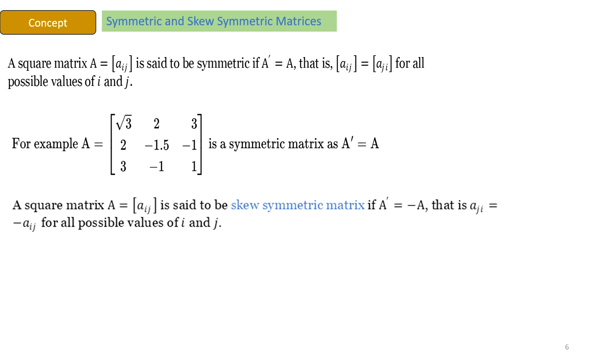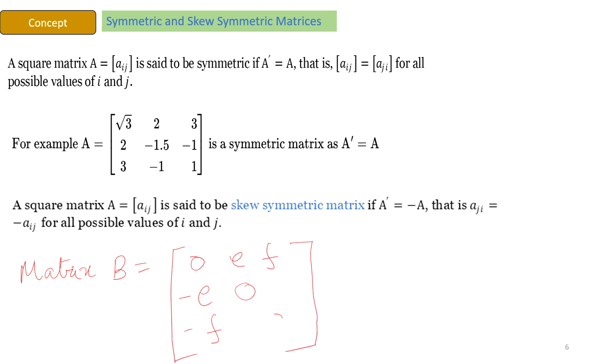A square matrix A is said to be skew symmetric if A transpose equals minus A. That is, aji is equal to minus aij for all possible values of i and j. Matrix B with elements as shown in the slides is an example of skew symmetric matrix.